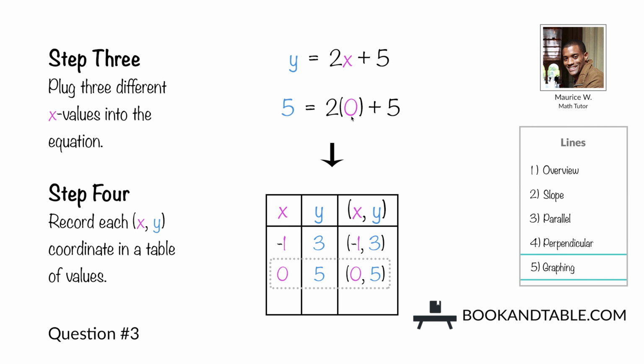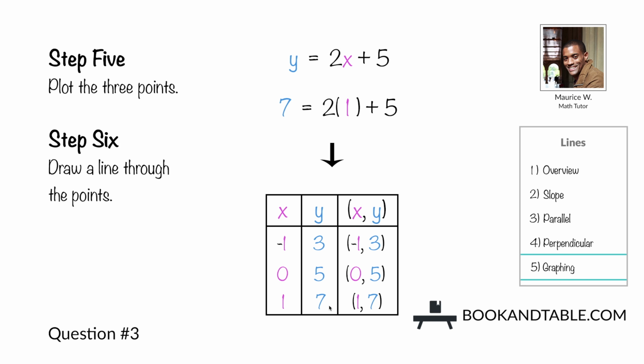When we plug in 0 for x, 2 times 0 will give you 0, plus 5 will give you 5. So you get 0, 5. Then lastly, 2 times 1 will give you 2. Plus 5 will give you 7. So you get 1, 7 as your third point.